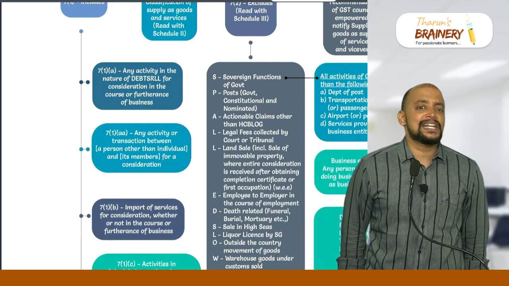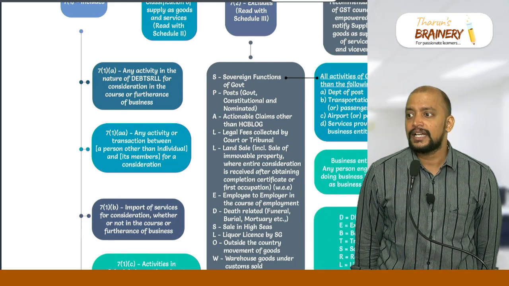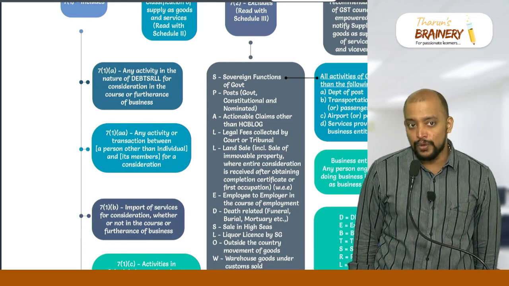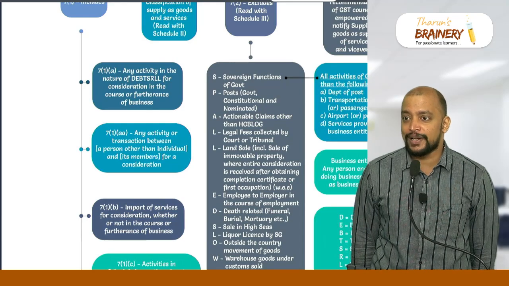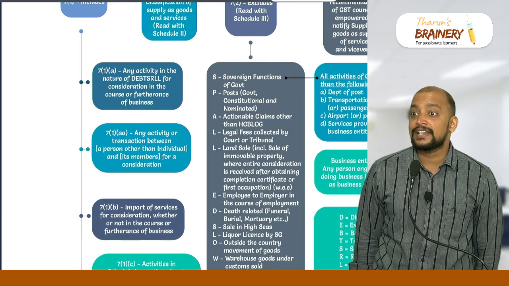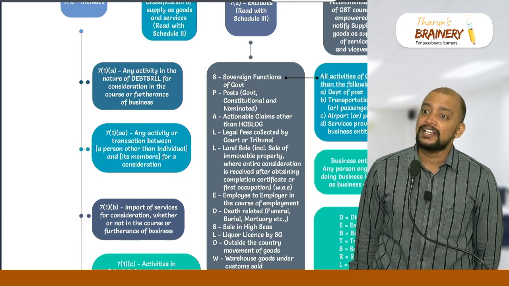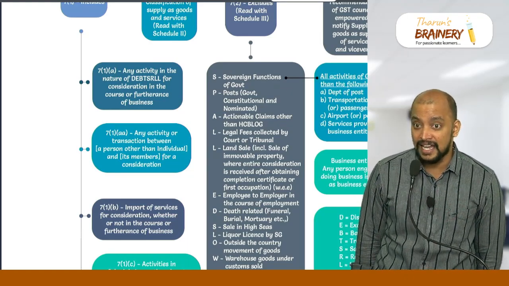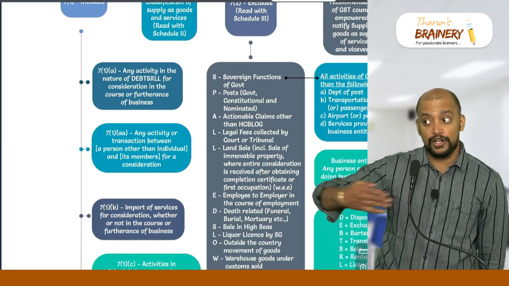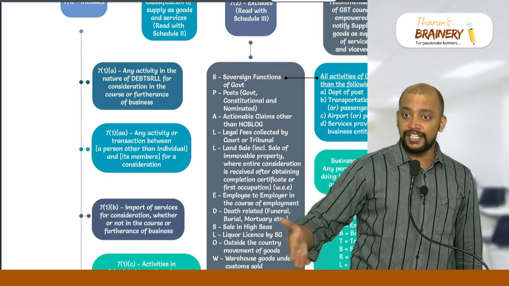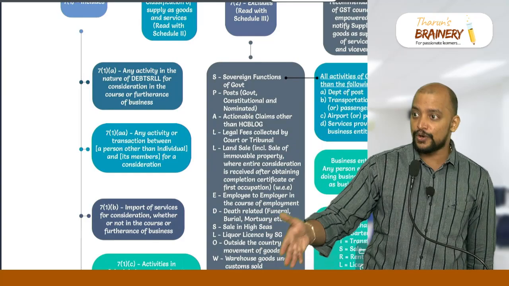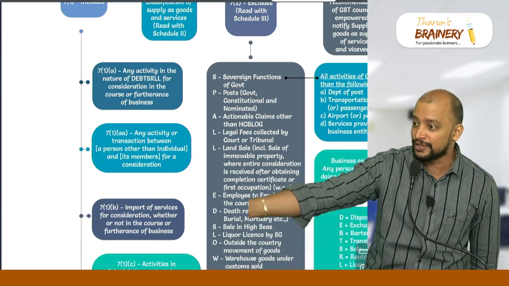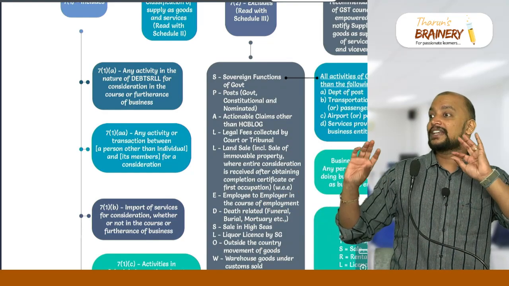Who is a person other than individual? Company, firm, HUF, AOP, BOI, body corporate. You understood? Person other than individual. In income tax, you would have studied the assessee and person definition. Apart from individual, we have a lot of persons: HUF, firm, LLP, AOP, BOI, company, body corporate, local authority, cooperative society, artificial juridical person, like that, other than individual.